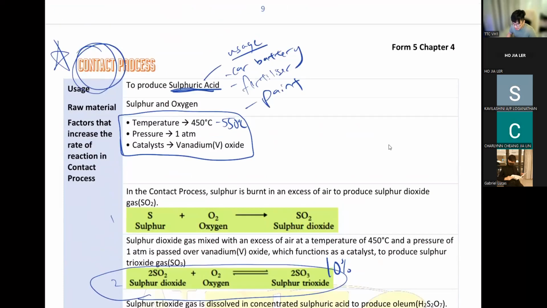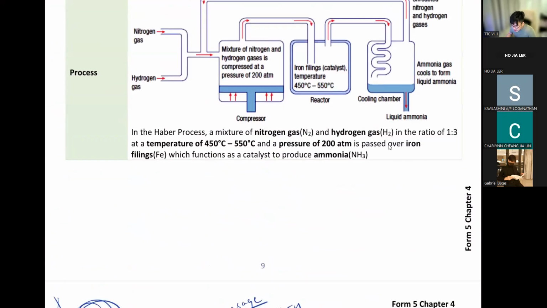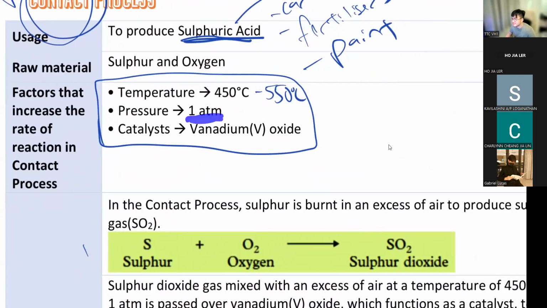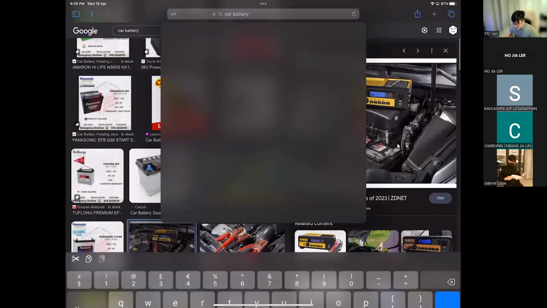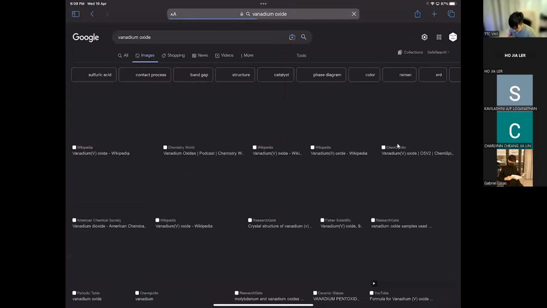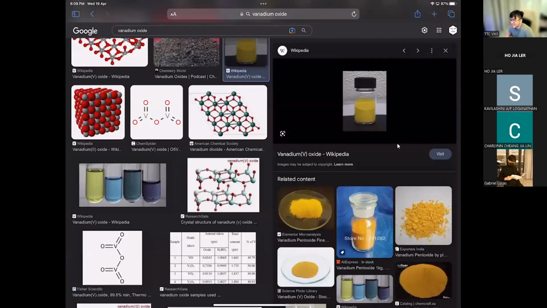So what do? Same as just now, 450 to 550 Celsius. Instead of using 200 ATM, now I'm only using 1 ATM. Don't ask me why, that's the way it is. And then catalyst, we are using this thing called vanadium oxide. Don't ask me what is this. If you want to know, I can search it for you. But it is just a yellow powder. Does it tell you anything? No. It's just there to make the reaction faster.